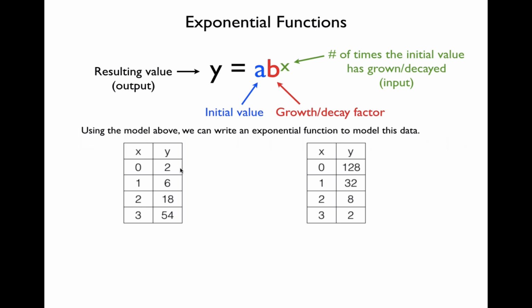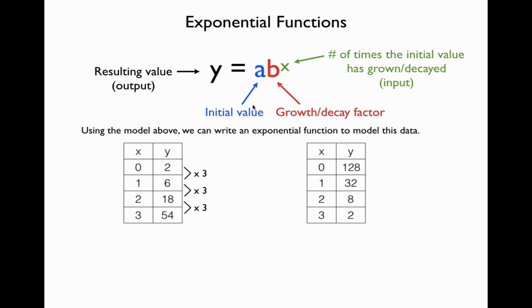So in linear functions, we used to find a common rate of change. But here we don't have a common rate. Here we're increasing by 4, then we're increasing by 12. So the slope does not remain constant. But if you notice, if you multiply 2 by 3, you get 6. If you multiply 6 by 3, you get 18. And if you multiply 18 by 3, you get 54.